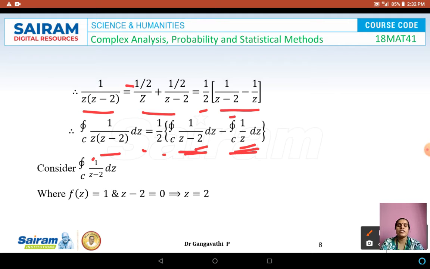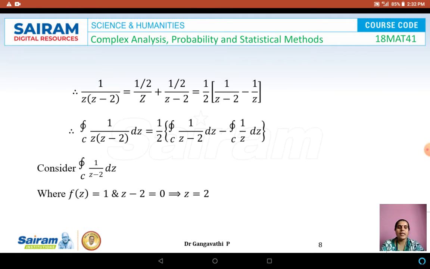So consider the first term. This term we are going to evaluate first. Consider integral over c of 1 by z minus 2 dz, and f of z is 1. Z minus 2 is equal to 0, which gives the value of z as 2. So the value of a here is 2.